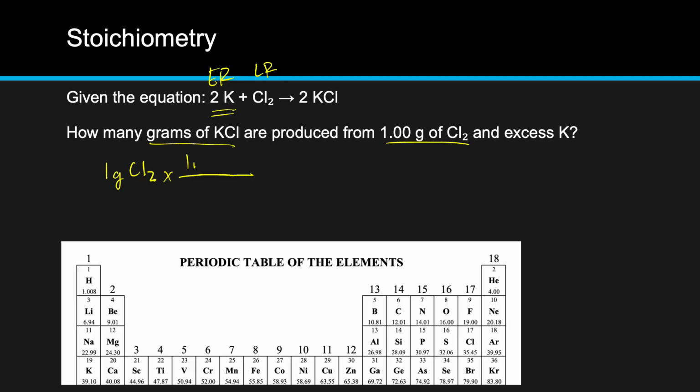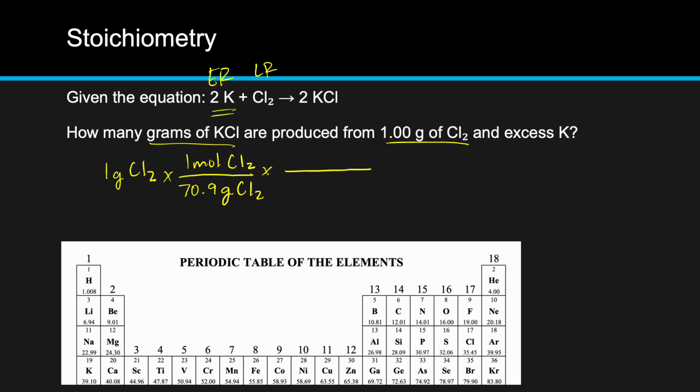So I know 1 mole of chlorine gas is equal to the molar mass on the periodic table. Just remember, we're not putting 35.45 in here. We are multiplying that by 2 because we have 2 of them. So 35.45 times 2 is going to give us 70.9 grams of chlorine gas.